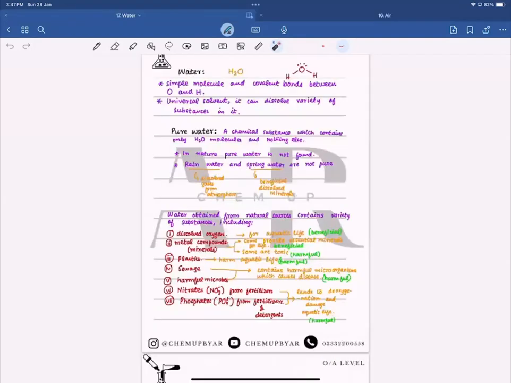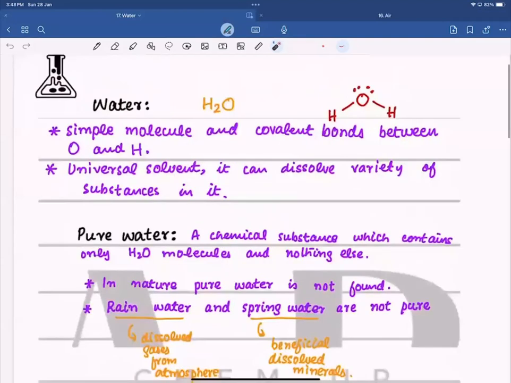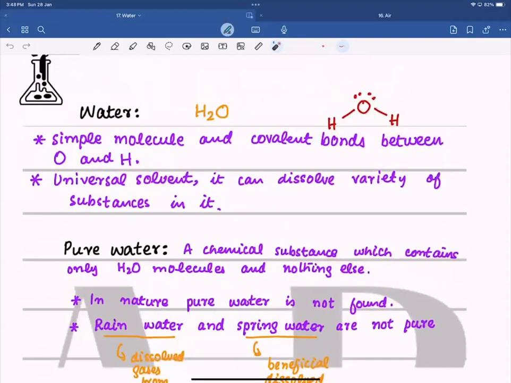Now next we have water. Water is a very simple molecule having covalent bonds, one oxygen atom bonded with two hydrogens, right? And we consider it a universal solvent because it can dissolve a variety of substances in it. No other solvent can dissolve that number of solutes as water does.